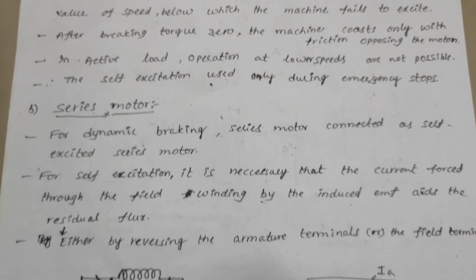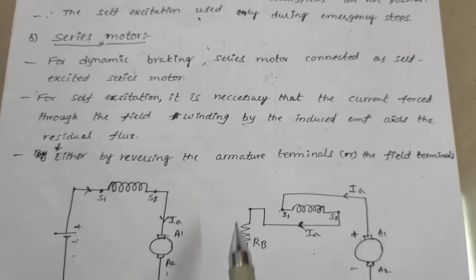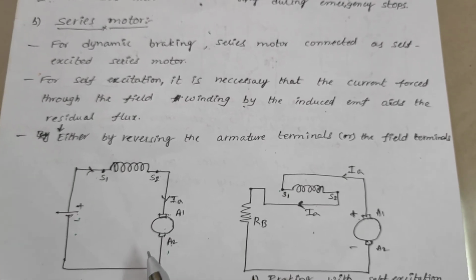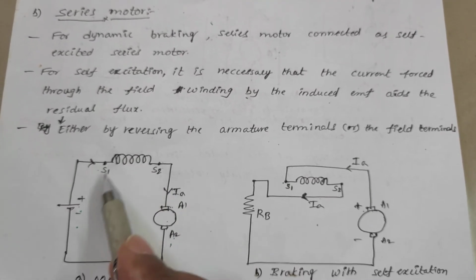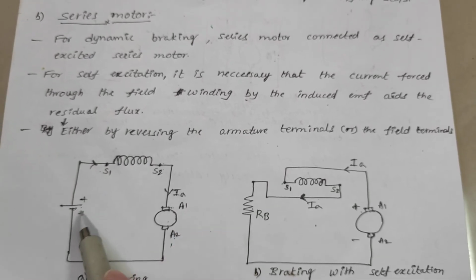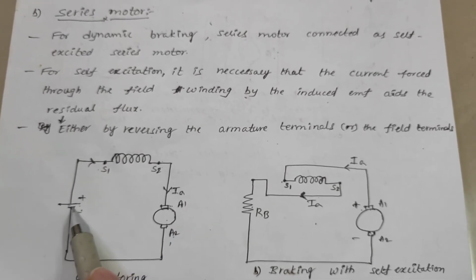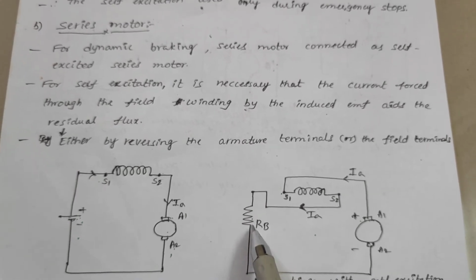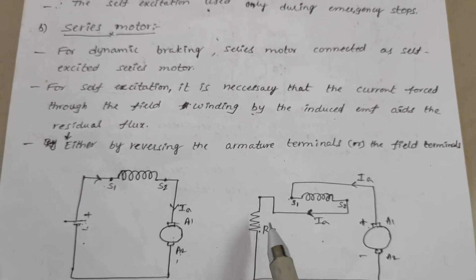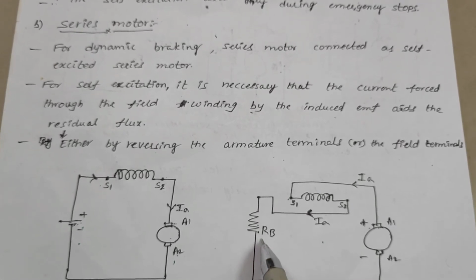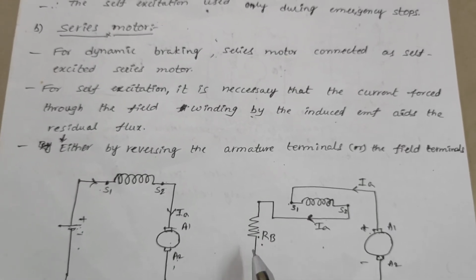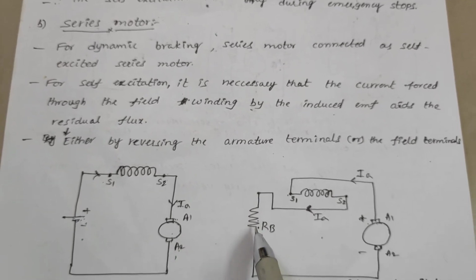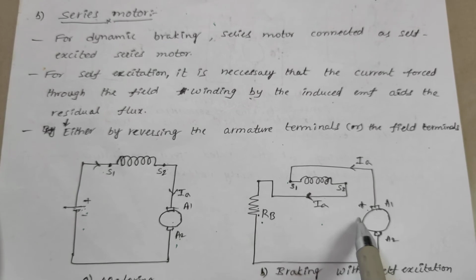If you see the series motor, in the series motor also the dynamic braking is shown in this figure. See, series motor, motoring operation, supply voltage. The supply voltage needs to be replaced with the braking resistance. Here, for dynamic braking, the series motor needs to be connected as a self-excited series motor. Again, like self-excitation, here also we need to connect the series motor in self-excitation mode.